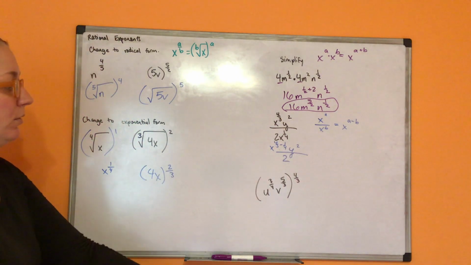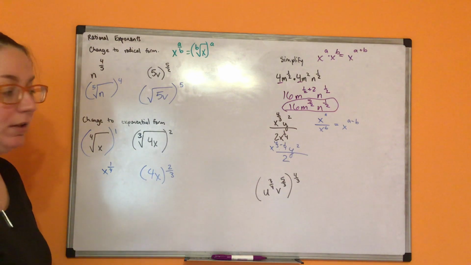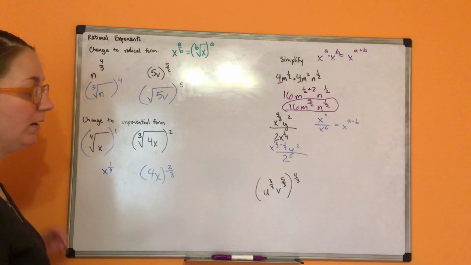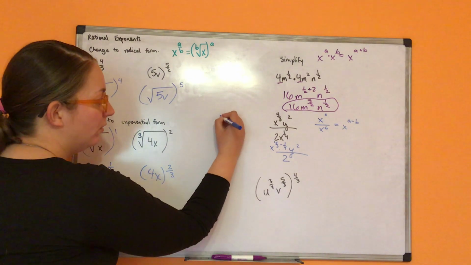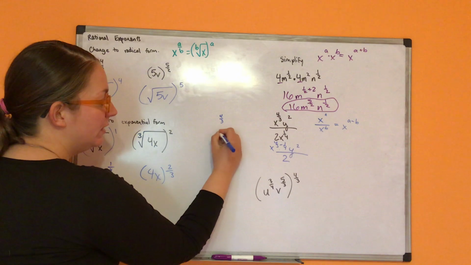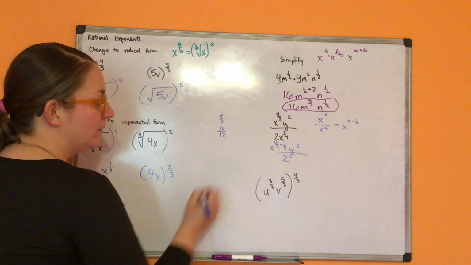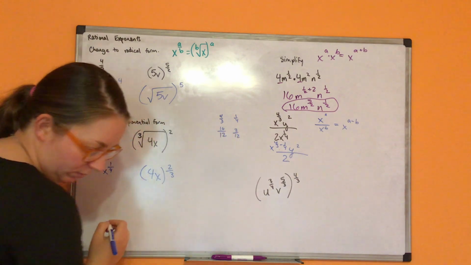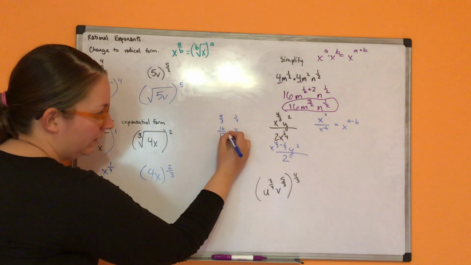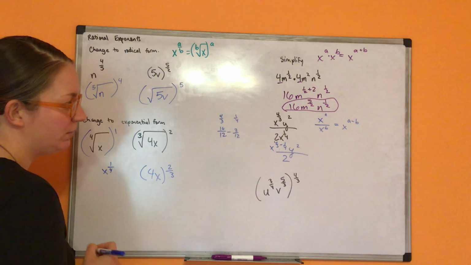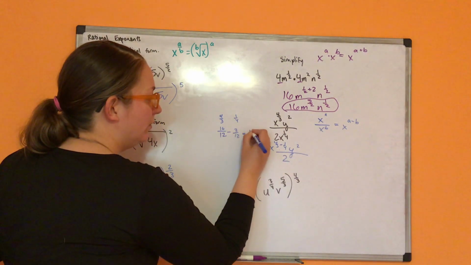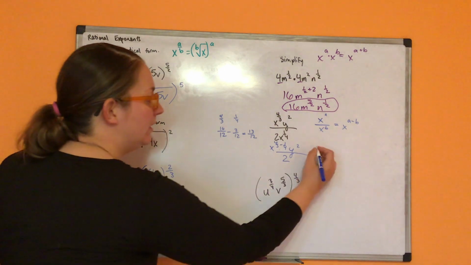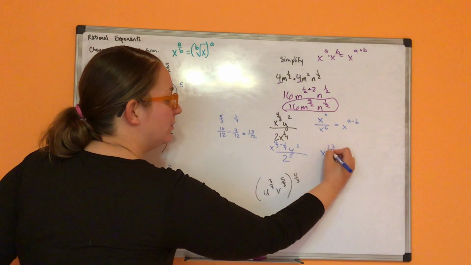You are welcome to do that exponent subtraction in your calculator, or you can do it by hand. If you're doing things by hand, you have to find a common denominator. 4 over 3 becomes 16 over 12. 1 over 4 becomes 3 over 12. So when we subtract those, 16 over 12 minus 3 over 12, I get 13 over 12 for my x exponent. So my final answer here is going to be x to the 13 over 12.